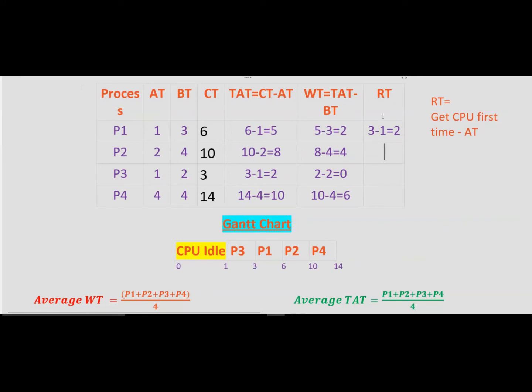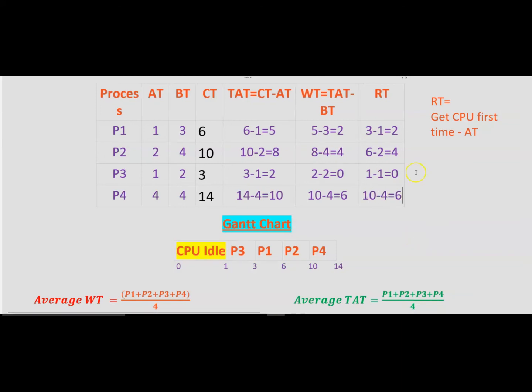Again we can calculate for P2, when P2 actually got the CPU for the first time. From the Gantt chart we can see that is equal to 6. And the arrival time of P2 is 2. So 6 minus 2 is equal to 4. Similarly, we can calculate for P3 and P4: 1 minus 1 for P3 is equal to 0. And for P4, 10 minus 4 is equal to 6. I hope you got the response time also.